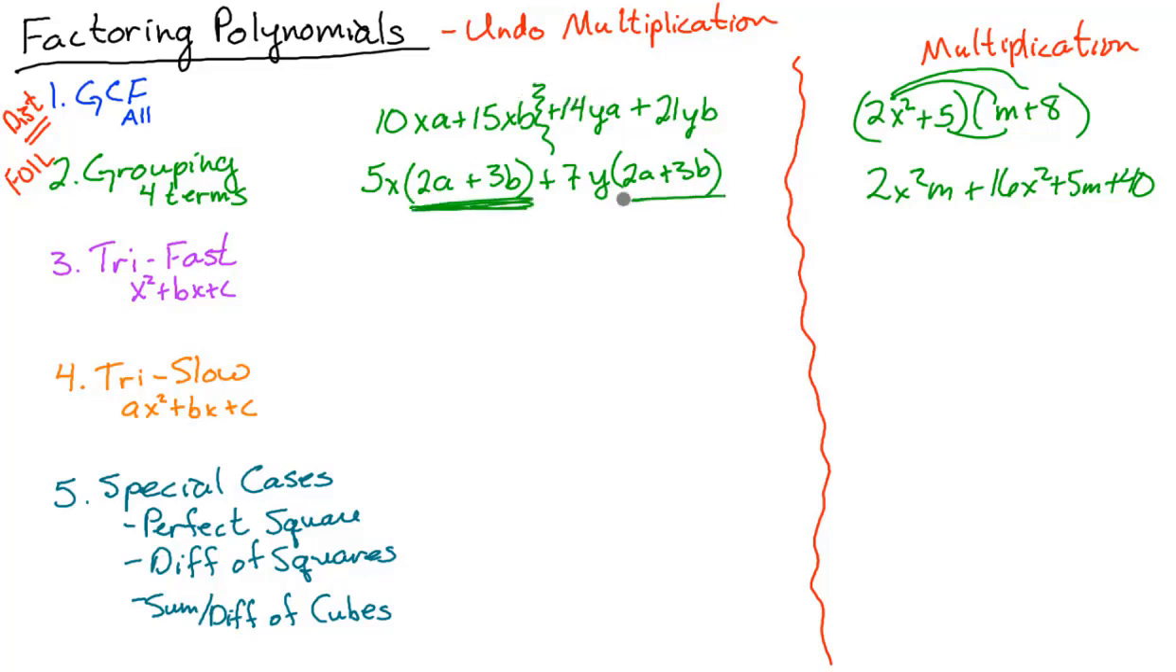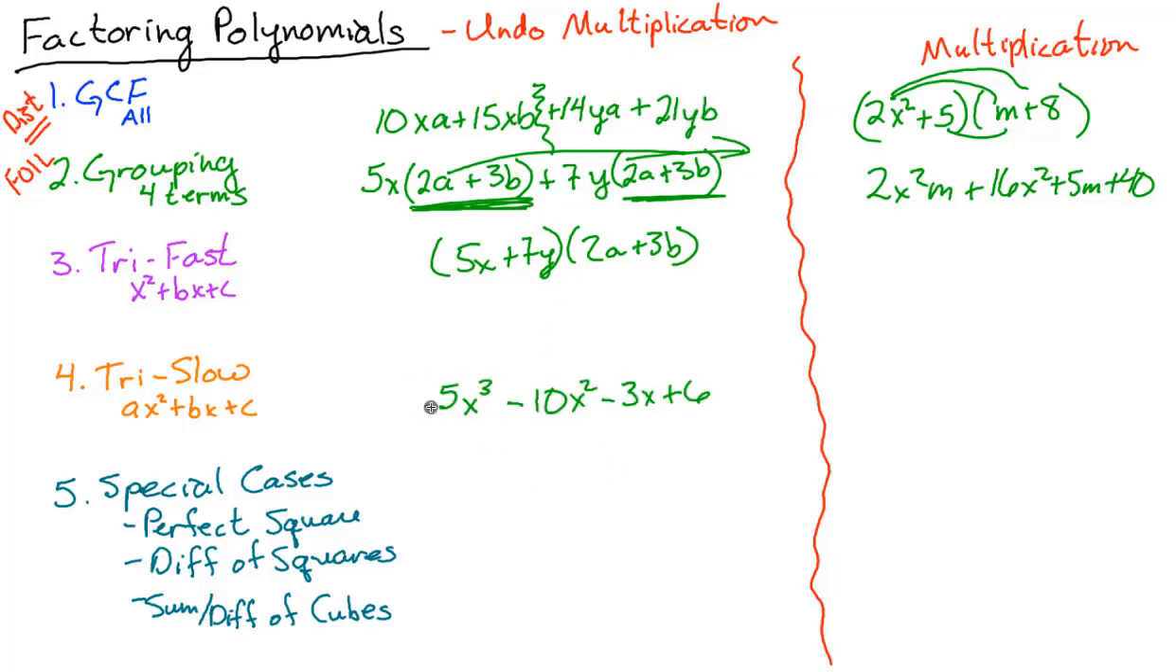So let's pull this guy and this guy out. I'm going to pull it out this way. So we've got the 2a plus 3b, and we're left with a 5x and a 7y. And now check it out. If you were to multiply these two together, 5x times 2a is 10xa. 5x times 3b is 15xb. There's that guy right there. 7y times 2a is 14ya. And then 7 times 3b is 21yb.